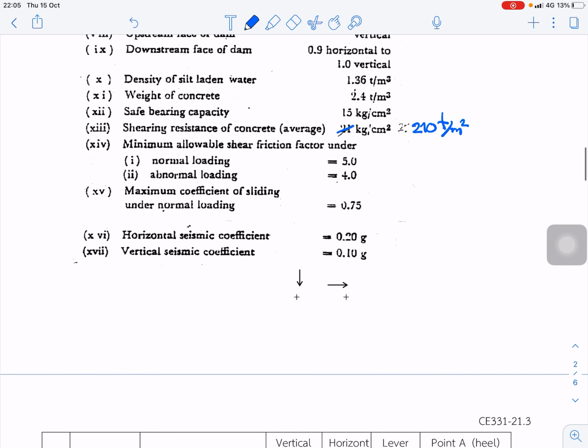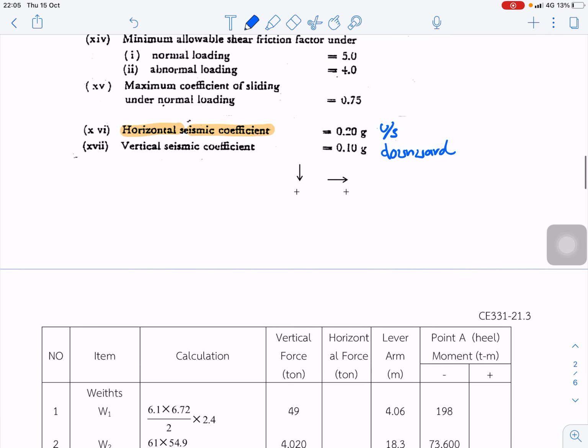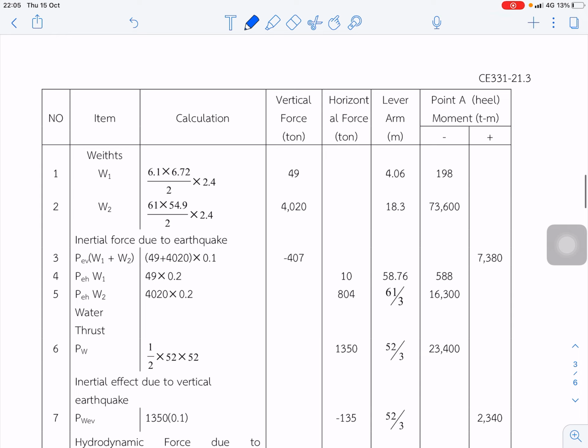In this case, given the seismic coefficient, the horizontal seismic coefficient is for the upstream, and this is for the downward vertical. Okay. And from this, we finished finding the vertical force and horizontal force from the previous example. For the direction of the force, we assume that downward is positive, and for this one, assume that the right hand side is positive.